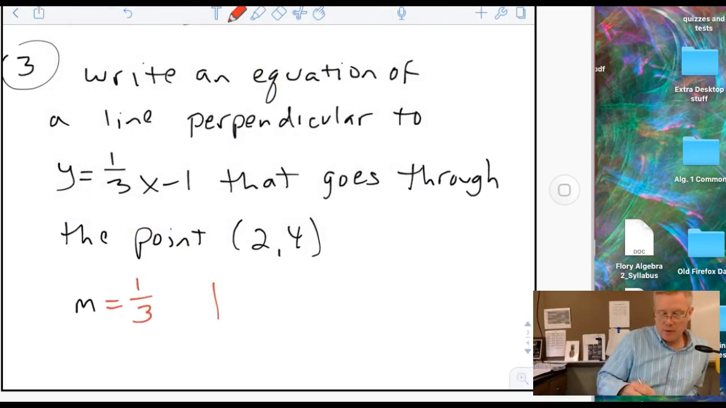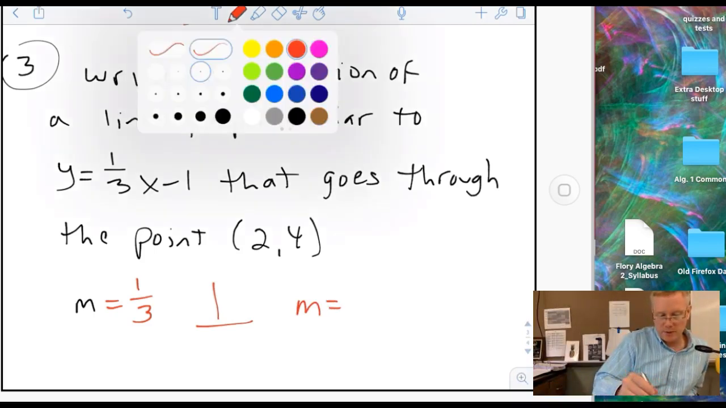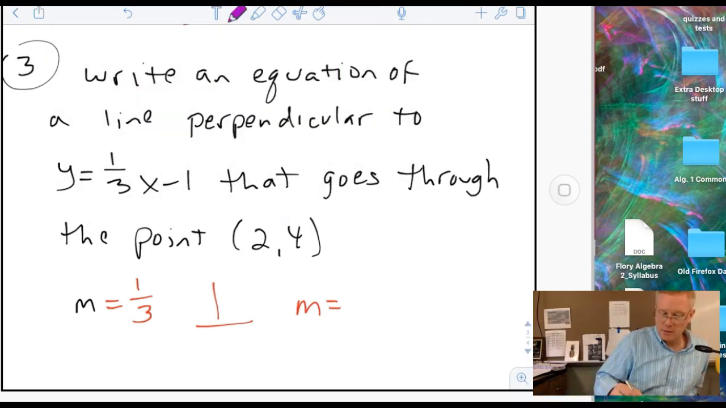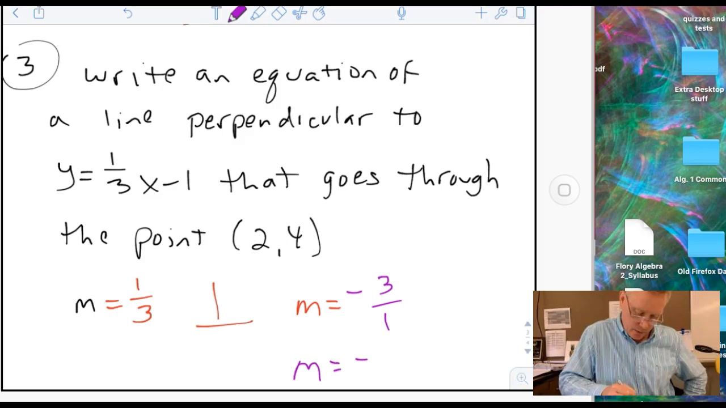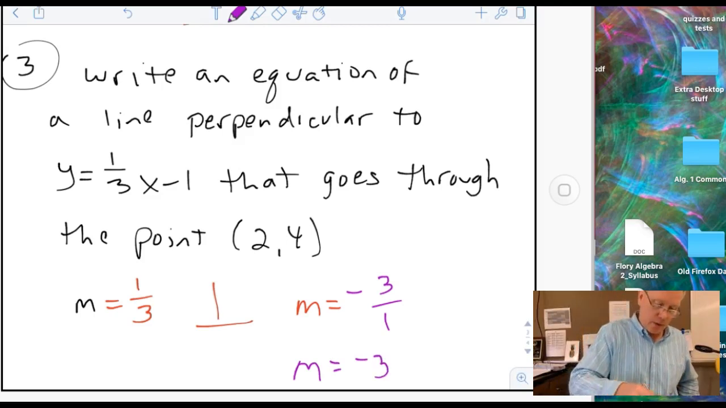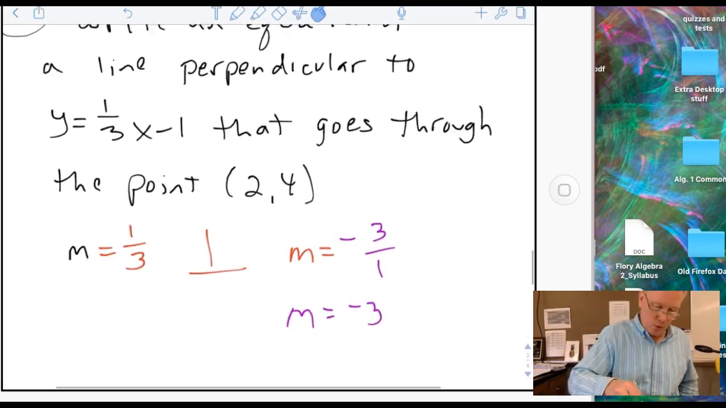So if I'm talking about the slope of a line perpendicular to it, that means I have to flip the fraction upside down and change it from positive to negative or negative to positive. In this case, it starts out positive 1/3, so it's going to be negative, and then 3 over 1. So that's really negative 3. So that's my slope.